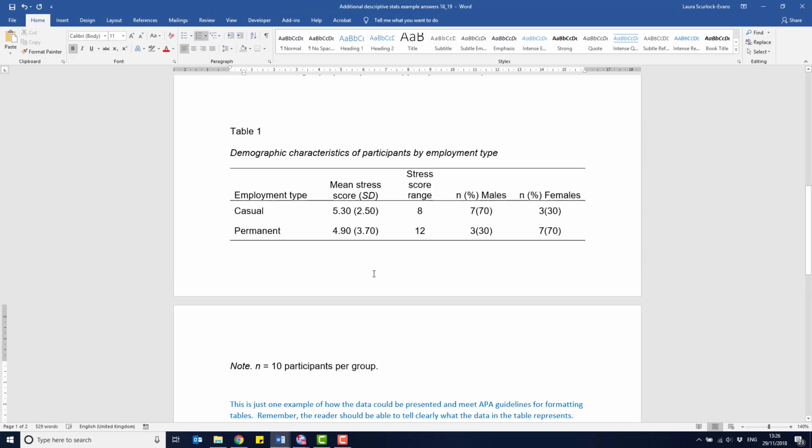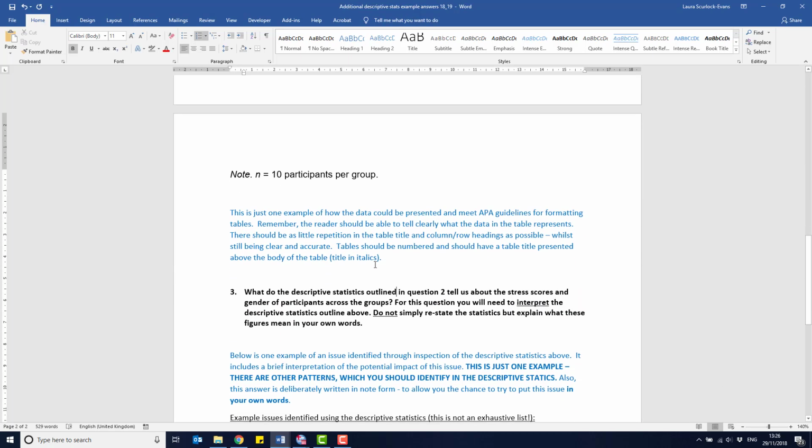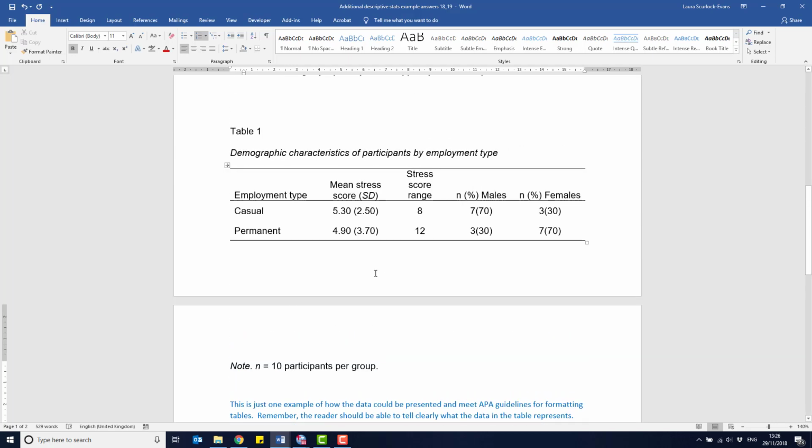Okay, so for the third question, what do the descriptive statistics outlined in question 2 tell us about the stress scores and gender of participants across the groups? What we're looking for are patterns.